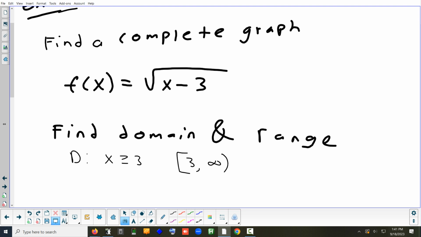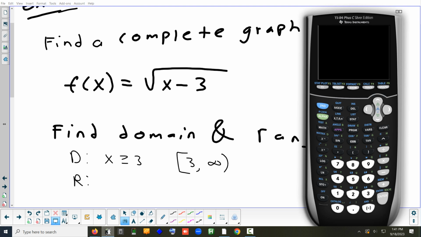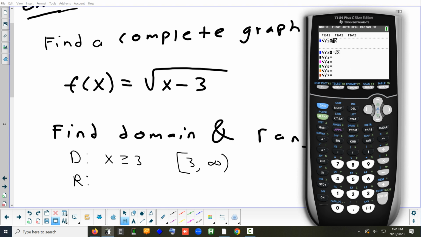Okay, now the range. Well, range is usually a little bit harder. So what we do with range is we graph it, and we look on the calculator up and down. That's, remember, range is the y. So we want to see how far up and how far down the graph goes. Okay, so let's type in, actually I already have part of it typed in. So square root of x minus 3. Let's hit graph.